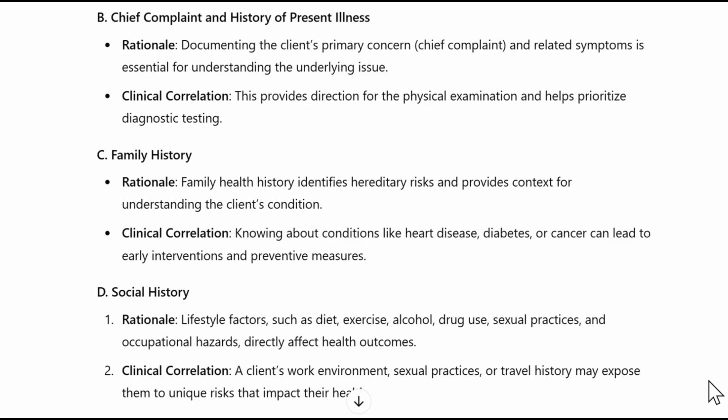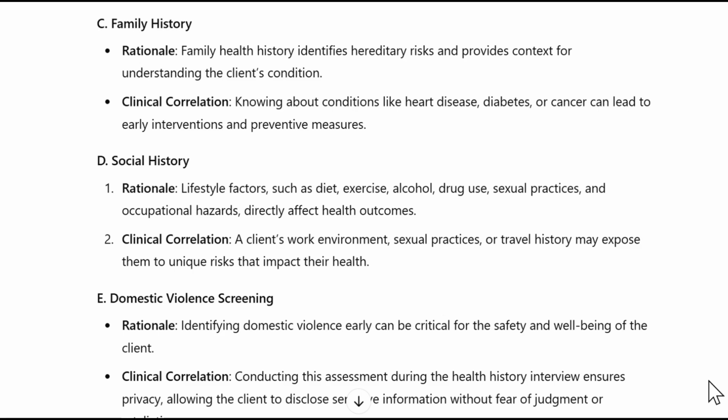C. Family history. Rationale. Family health history identifies hereditary risks and provides context for understanding the client's condition. Clinical correlation. Knowing about conditions like heart disease, diabetes, or cancer can lead to early interventions and preventive measures.